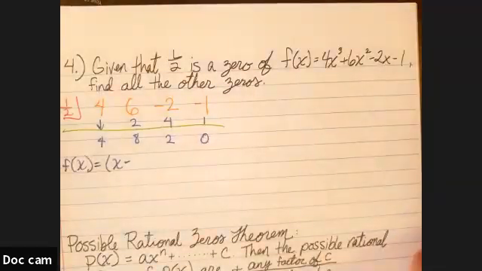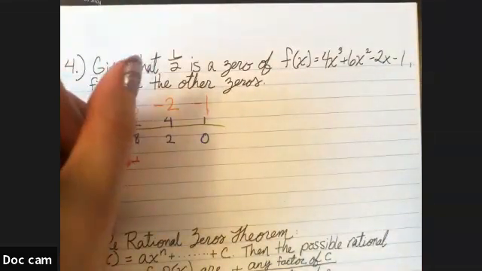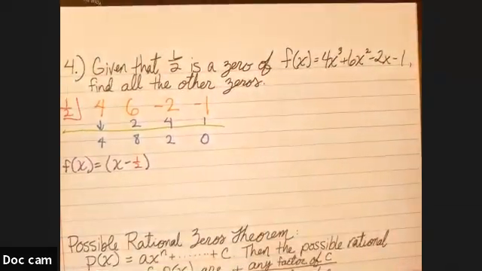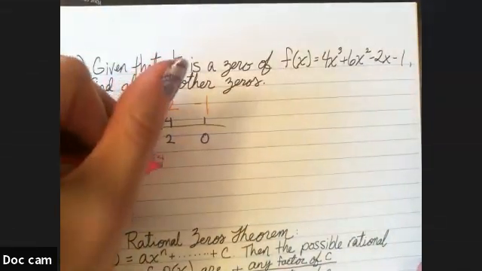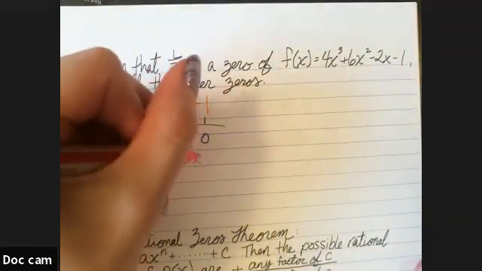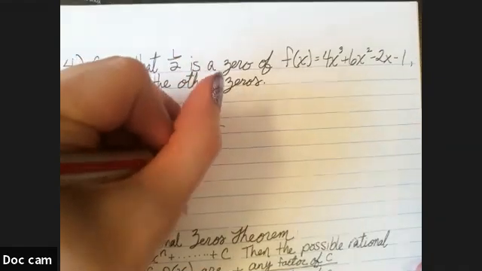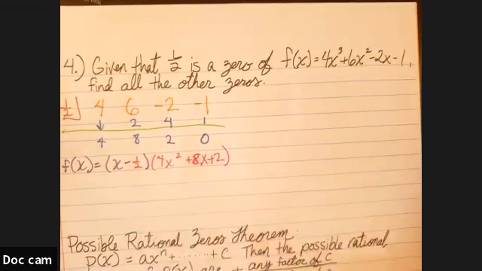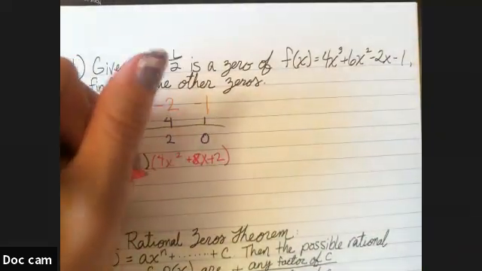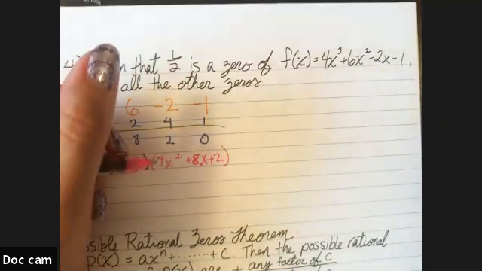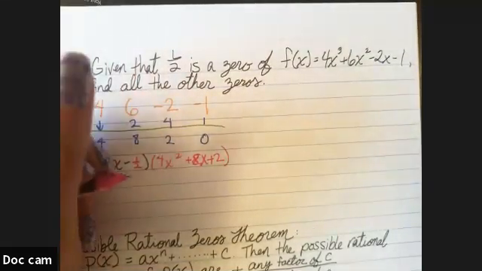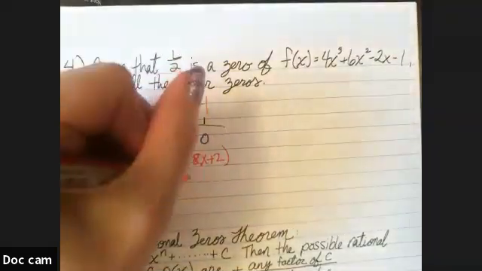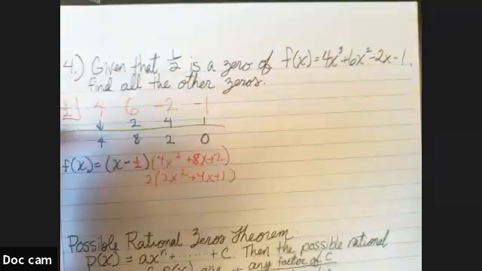x minus 1/2 times 4x squared plus 8x plus 2. Then let's see if we can factor that part. First of all, I know I can factor out a 2 from there. Once I do that, it'll be 2x squared plus 4x plus 1.